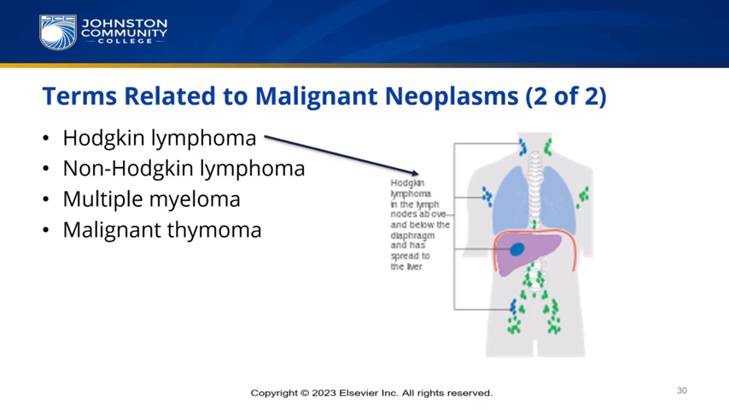A malignant thymoma, also called a thymic carcinoma, is a rare malignancy of the thymus gland that is particularly invasive, and unlike its benign form, it is not associated with autoimmune disorders. Note that the terms related to malignancy do not contain the suffixes carcinoma or sarcoma.